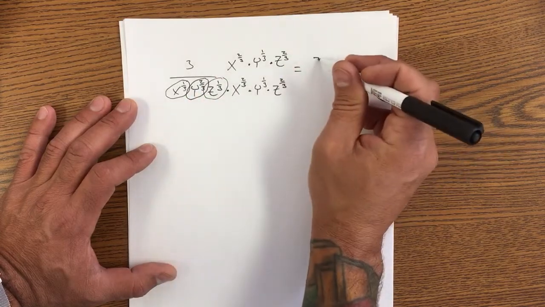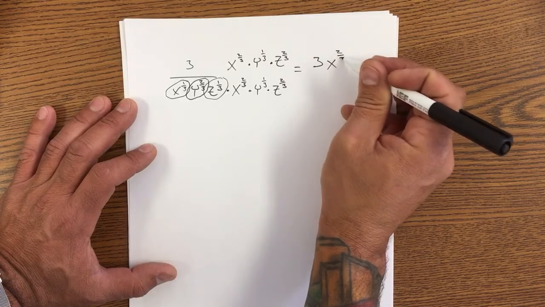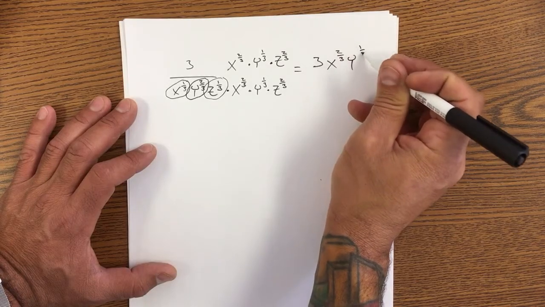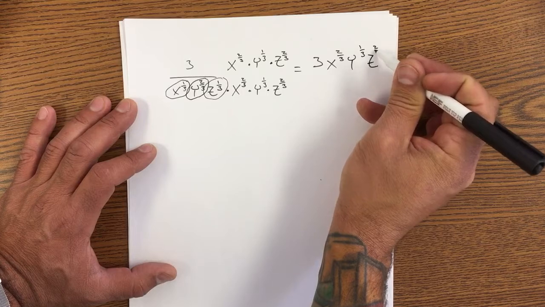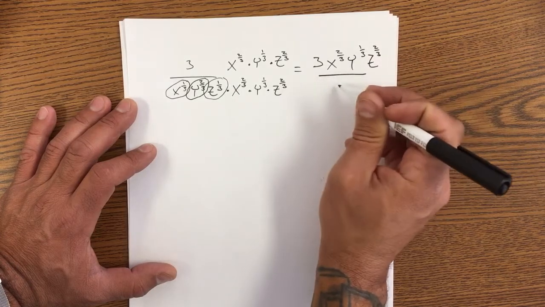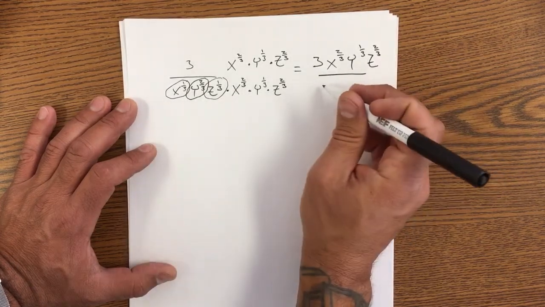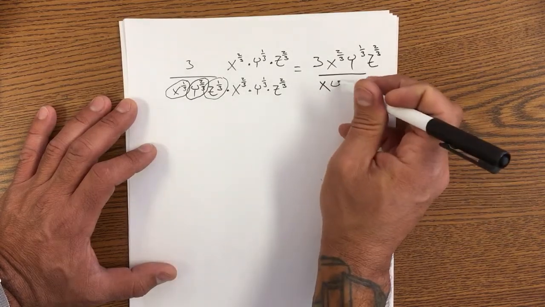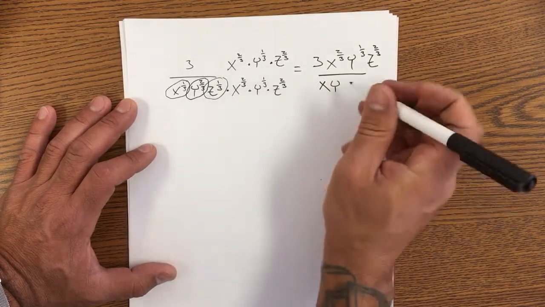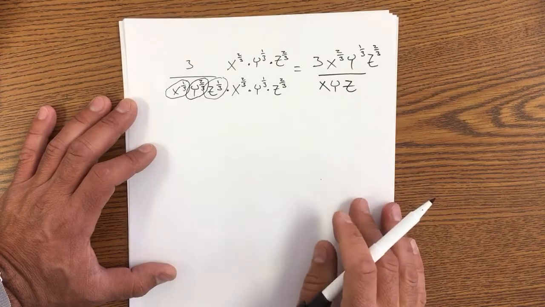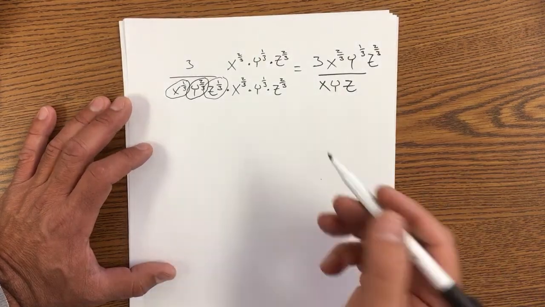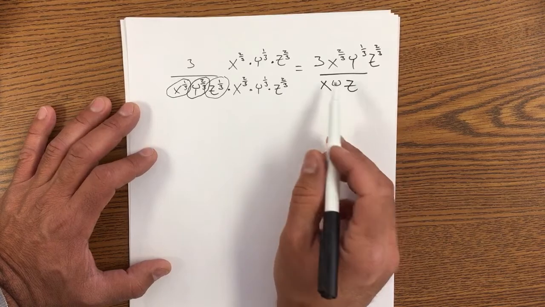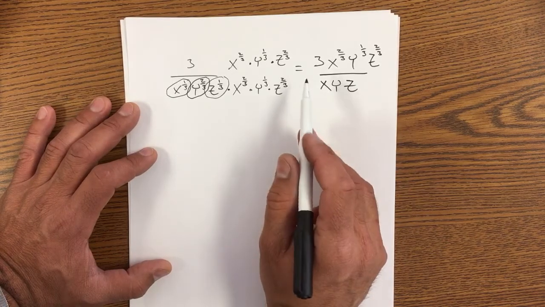So this 3 is still there. 3x to the 2/3, y to the 1/3, z to the 2/3 over, this is now x to the 3/3 or x to the 1, y to the 3/3 or y to the 1, z to the 3/3 or z to the 1. Now it is going to ask me to write them as a radical as well.